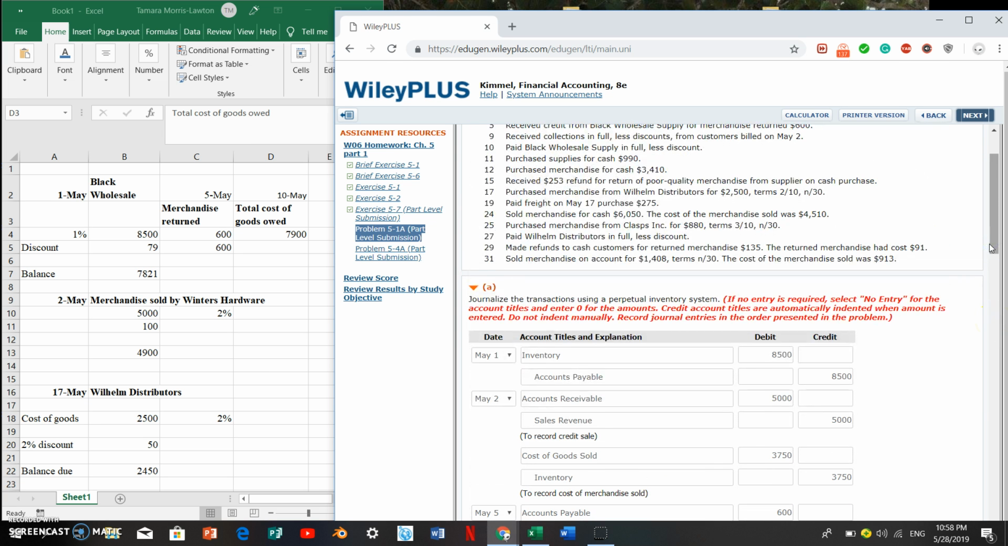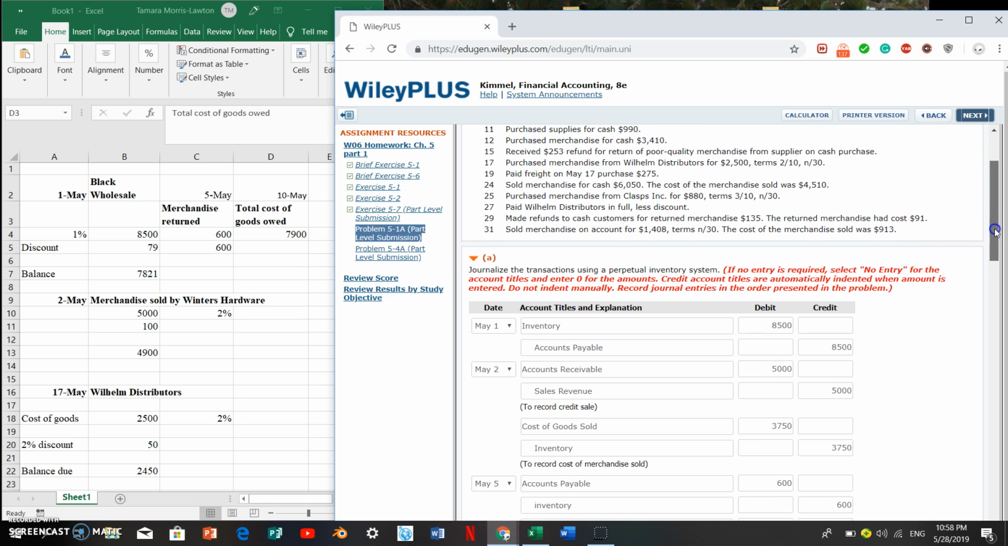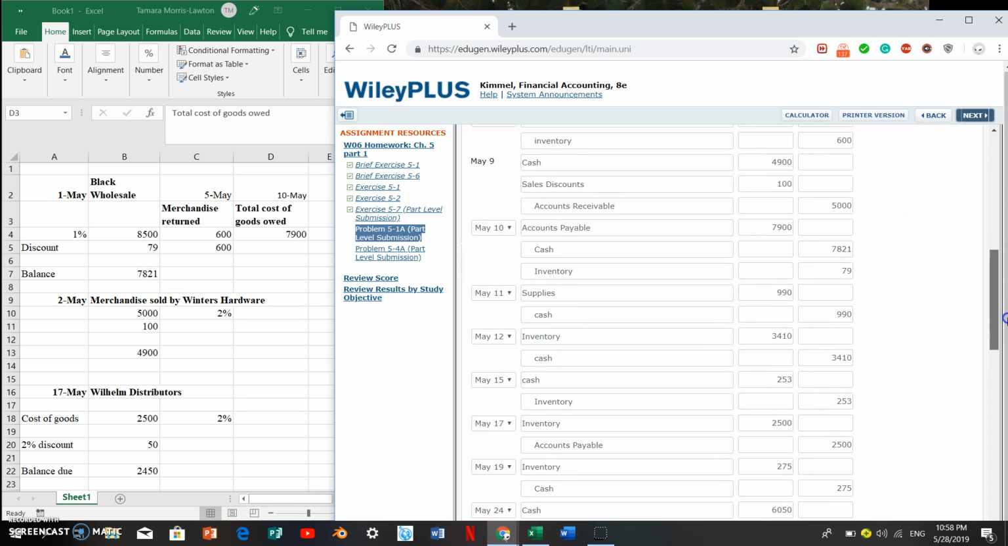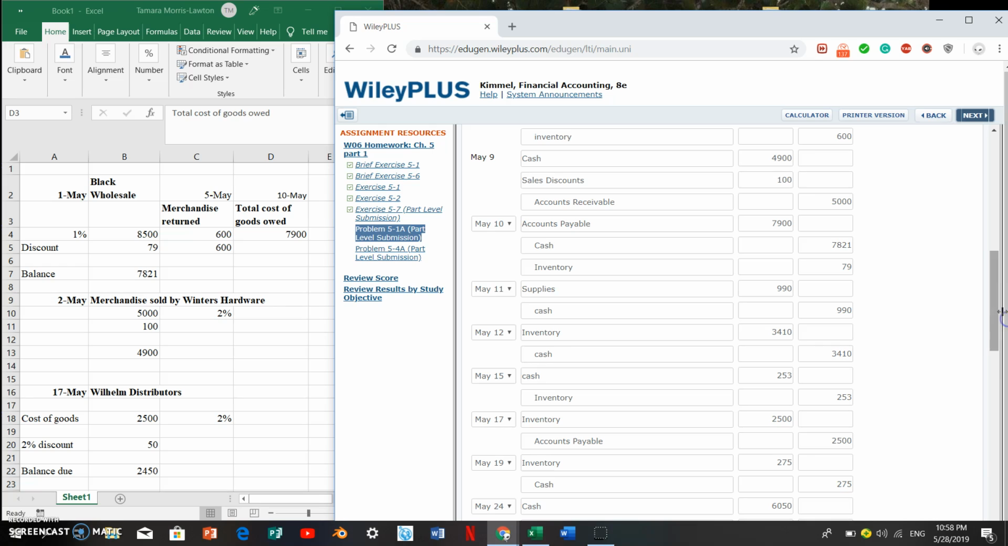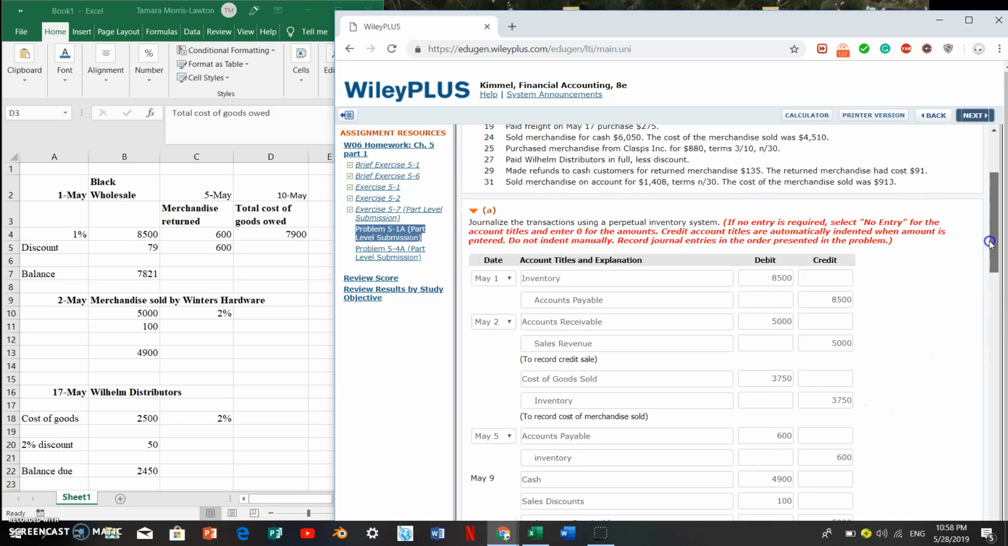On May 17th, they purchased merchandise from Wilhelm Distributors for $2,500 under the terms 2/10, n/30. So they purchased it on account on May 17th. So they would debit the inventory with $2,500 and credit accounts payable with $2,500.